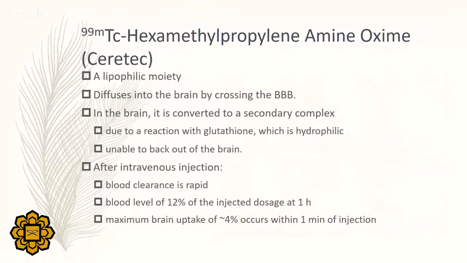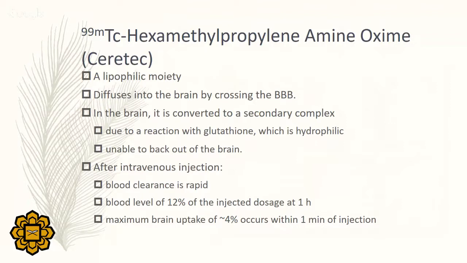Okay, next we go for hexamethylpropylene amine oxime, or HMPAO, with the commercial name Ceretec. As I said, same as ECD, it is a lipophilic moiety, and it also diffuses into the brain across the BBB. However, when it goes inside the brain, it converts into a secondary complex. This complex will react with glutathione, which is hydrophilic. Glutathione causes it to become hydrophilic, and once inside the brain, it will not back out of the brain. That's the good thing. You want it not to go out. You want it trapped inside the brain.